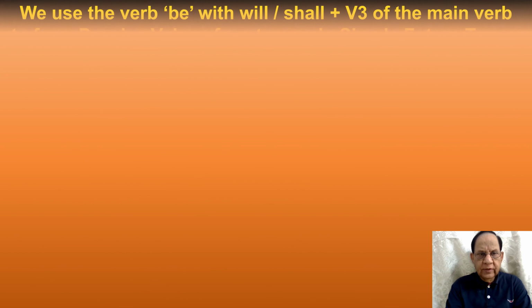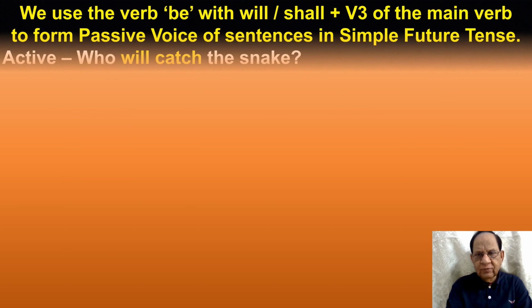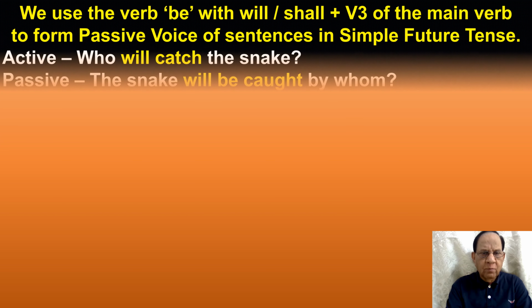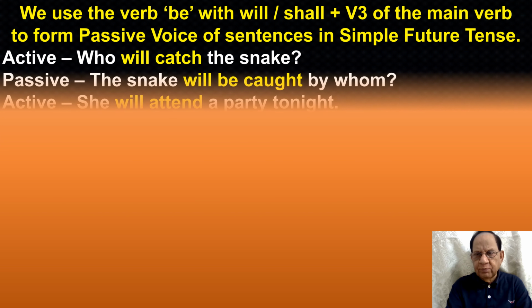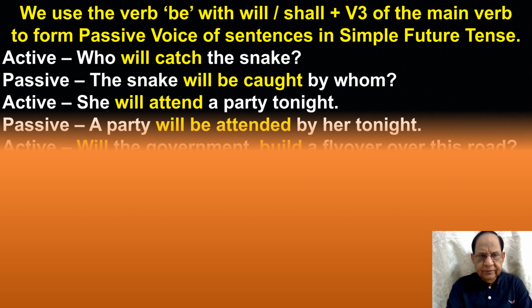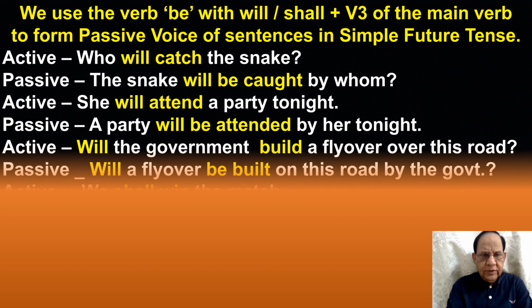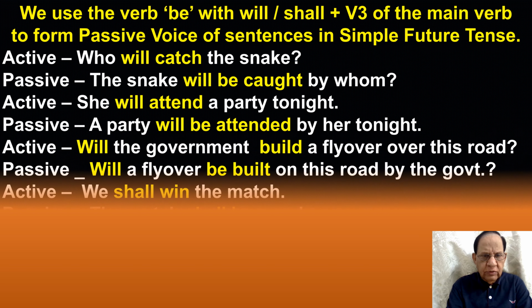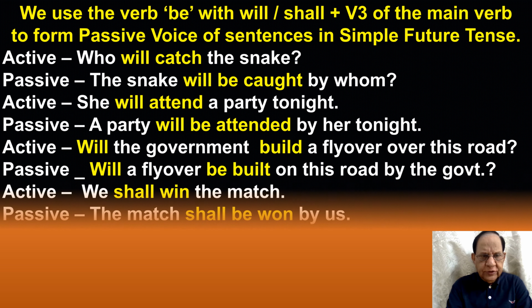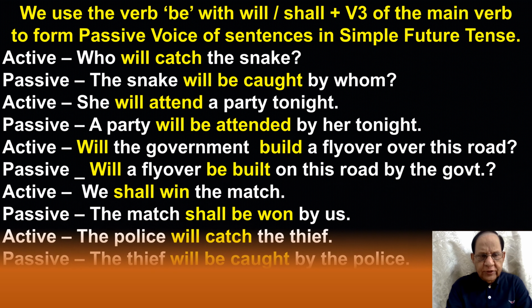We use the verb be with will or shall with the third form of the main verb to form passive voice of sentences in simple future tense. Active: Who will catch the snake? Passive: The snake will be caught by whom? Active: She will attend a party tonight. Passive: A party will be attended by her tonight.